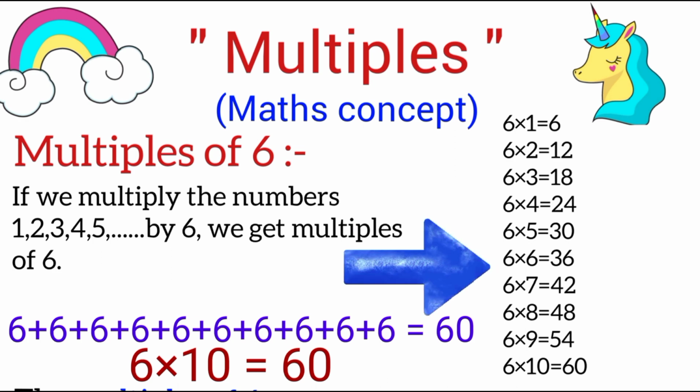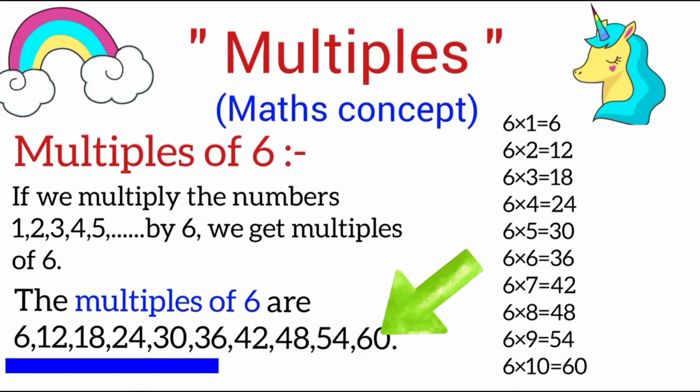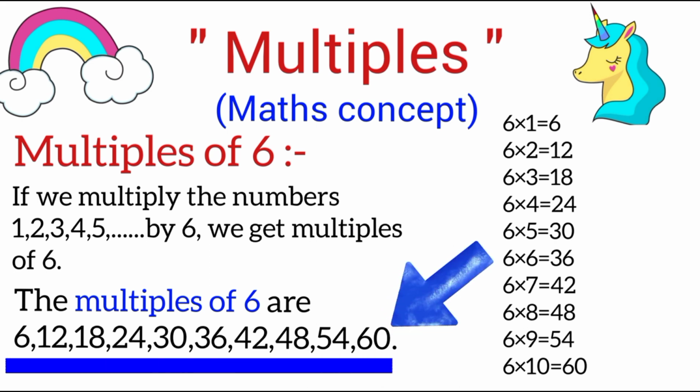This is the multiplication table of the number 6. So, the multiples of the number 6 are 6, 12, 18, 24, 30, 36, 42, 48, 54, and 60. These are the first 10 multiples of the number 6.